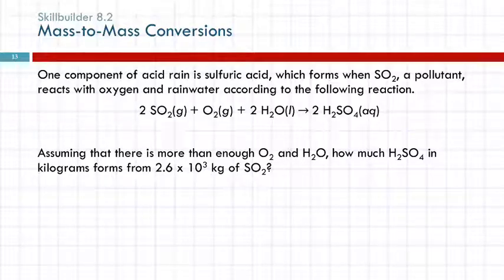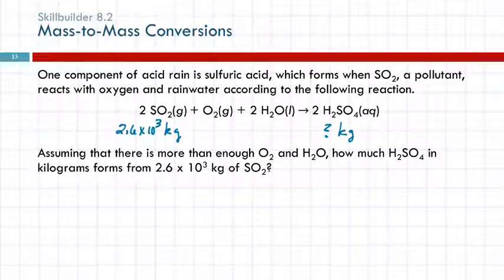Okay, so one component of acid rain is sulfuric acid, which forms when SO2, a pollutant, reacts with oxygen and rainwater according to the following reaction. All that's backstory. We need the reaction. Assuming that there's more than enough O2 and H2O, how much H2SO4 in kilograms forms from 2.6 times 10 to the third kilograms of SO2? Well, let's organize. So SO2, we've got 2.6 times 10 to the third kilograms, and they're asking for mass of sulfuric acid in kilograms. Okay?